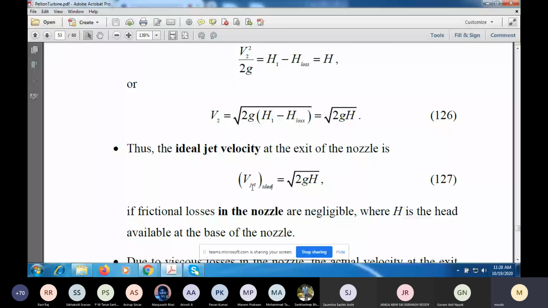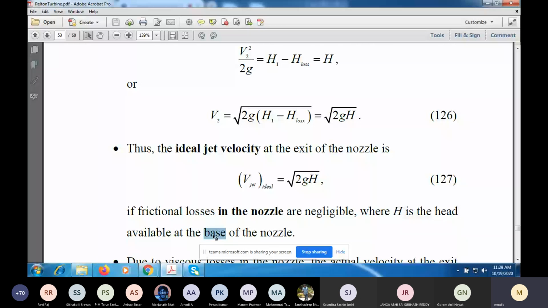I put a parenthesis here and another subscript which I'm calling ideal. That is assuming that the fluid flow inside the nozzle is that of an ideal fluid. You have this estimate root of 2gh. So this is when the frictional losses in the nozzle are negligible. And h is the head which is available at the base of the nozzle, not at the exit of the nozzle.